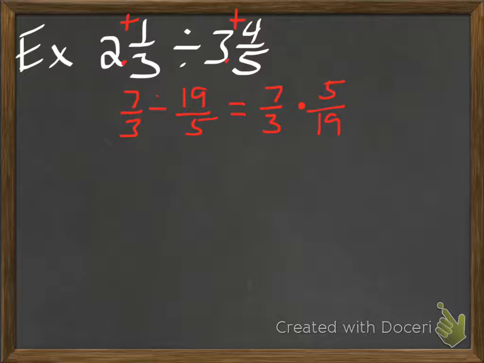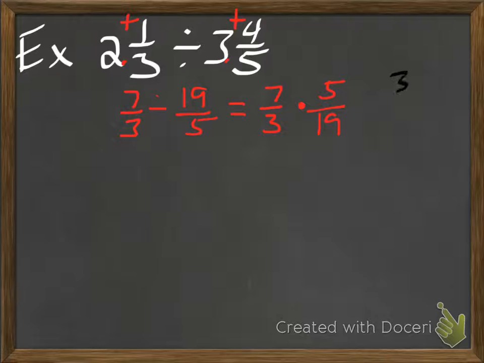Now we're going to see if we can reduce it before we multiply. Can I reduce 7 over 3? No. Can I reduce 5 over 19? No. Can I reduce 7 over 19? No. Can I reduce 5 over 3? No. So I can't reduce this at all. So I'm just going to multiply.